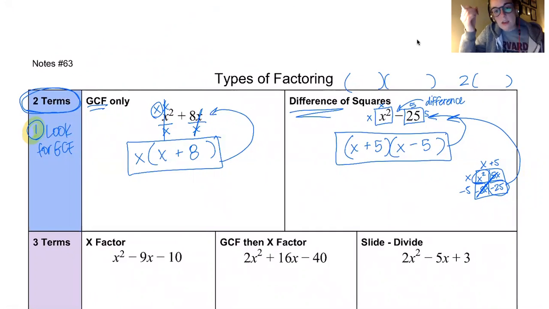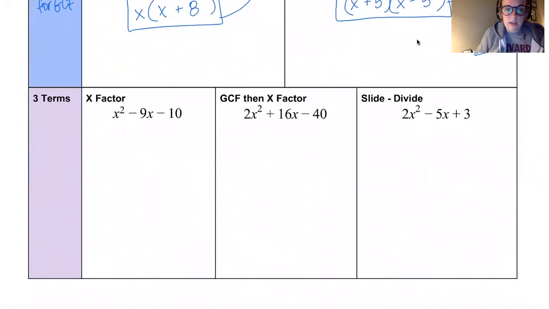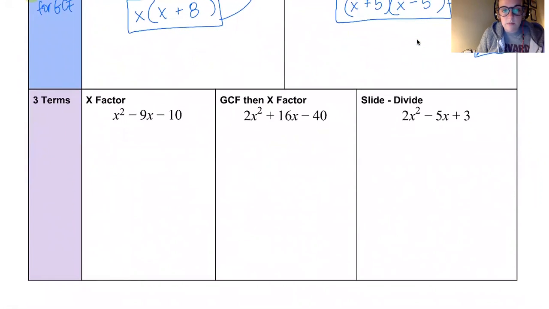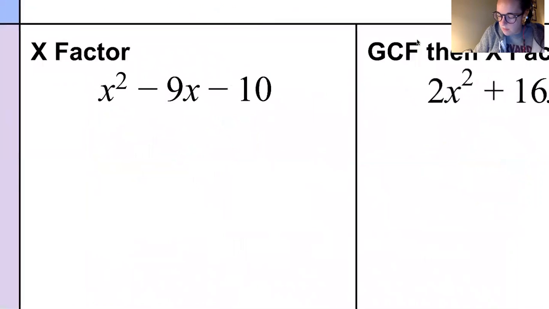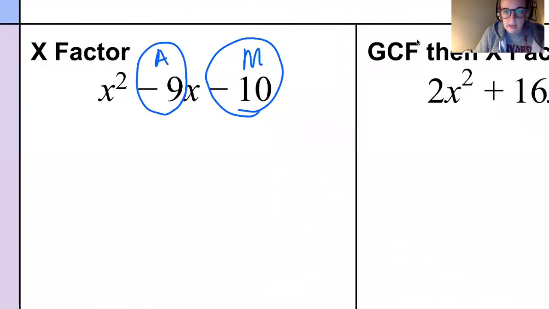Okay. If there are three terms, then we're going to think about these three ideas here. So three terms meaning there's 1, 2, 3, right? We're going to look at this number right here. If there is no number there, we have that invisible 1, then we're just going to use regular x factor, right? So I'm thinking of numbers that multiply to get negative 10 and add to get negative 9.